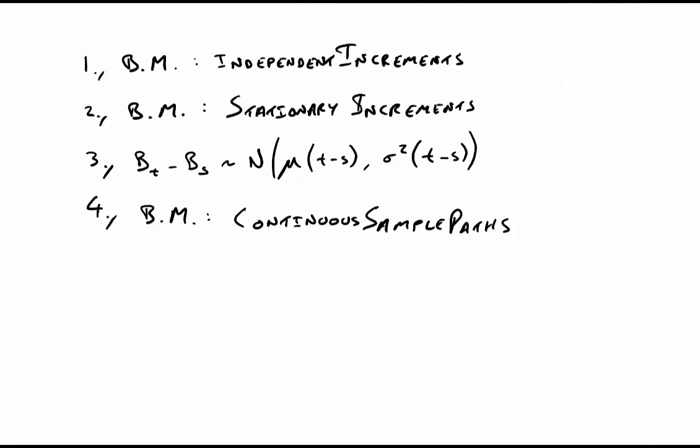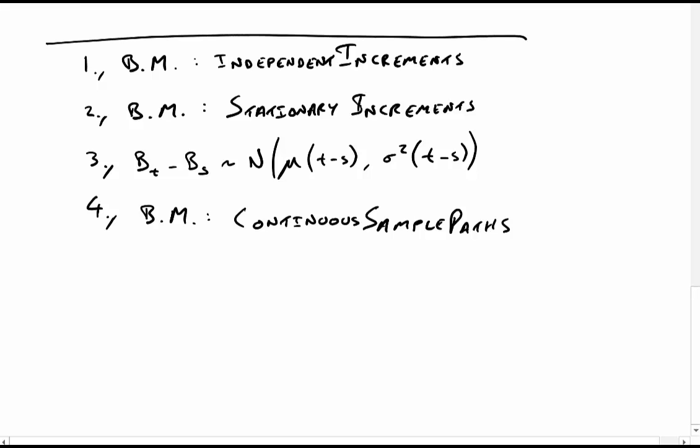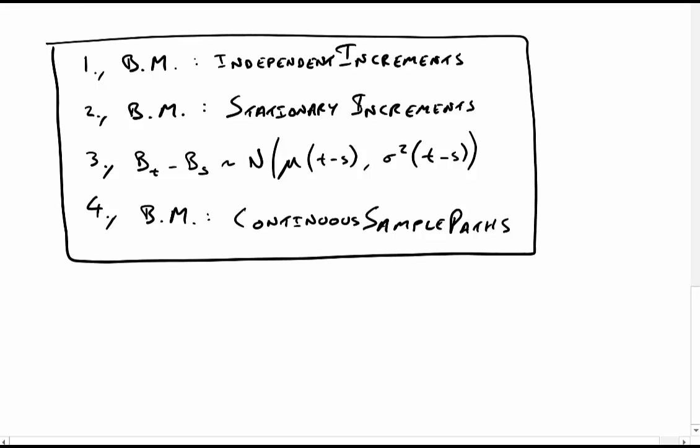Okay, so here they are, all written out neatly. Commit these to memory, okay. Well, don't commit them to memory, you just bear them in mind when you're dealing with Brownian motion.